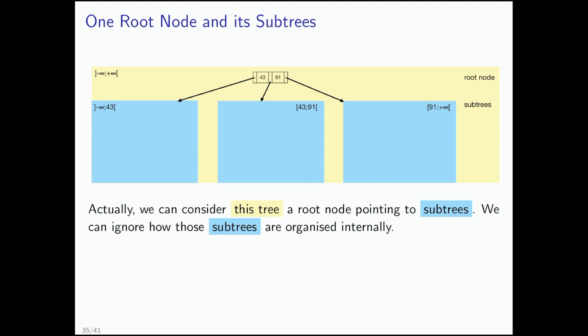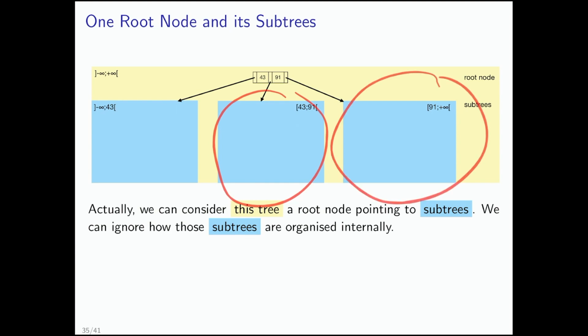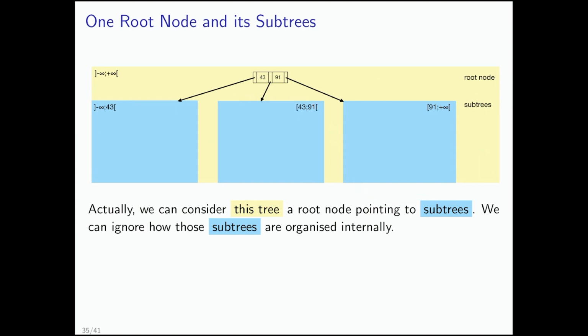So if the entire tree represents all of the key space, I know, hey, all the keys in this subtree can only be in this range. They must be smaller than 43. Everything that is contained here must be including 43, excluding 91, and everything that's here is 91 including up to plus infinity. That's also how I could regard such a tree. It's a root node pointing to subtrees.